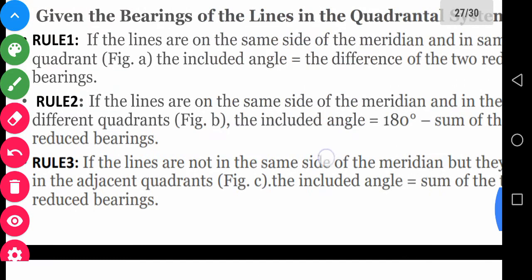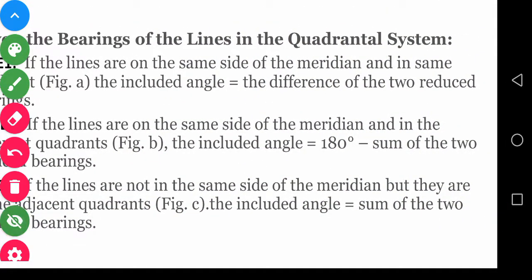And in the formula also we can see that the included angle will be 180 minus the sum of the two bearings.